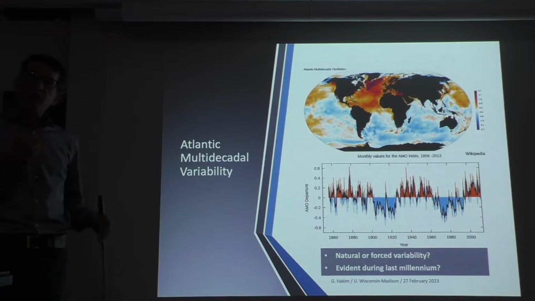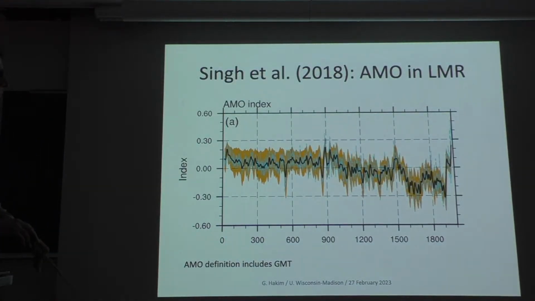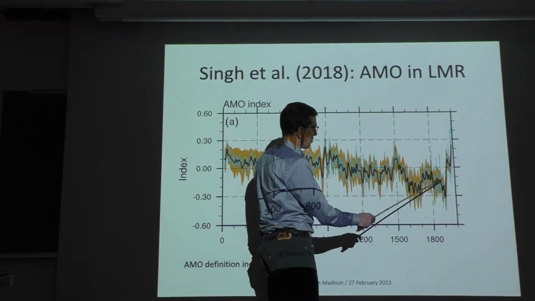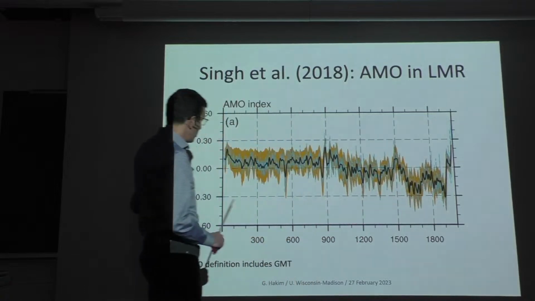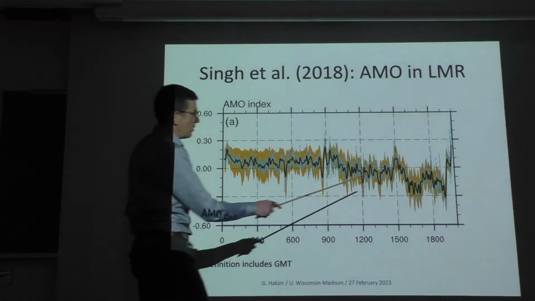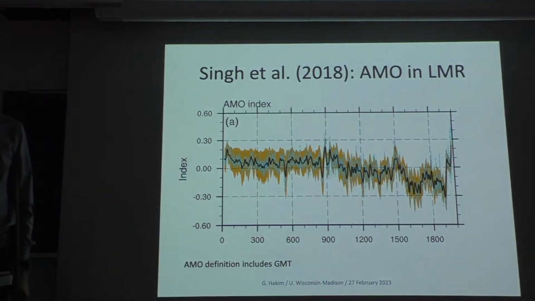Is this forced? Is this internal? What's the mechanism? These are actively debated topics. So we've estimated the Atlantic multi-decadal oscillation index using the Last Millennium Reanalysis, going back for the last 2,000 years. You know that oscillation you saw is at the far right end of that curve.